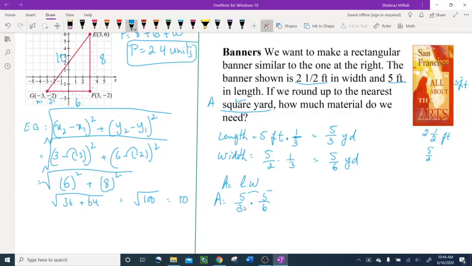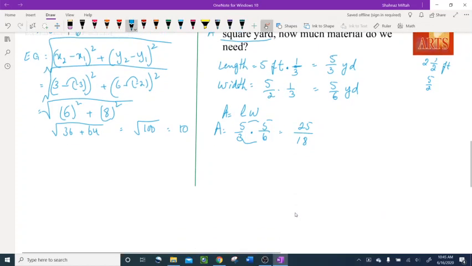You multiply straight across, 5 times 5 is 25. And 6 times 3 is 18. So 25 over 18. You can simplify this, but you don't want to simplify, leave it alone. That's your answer. Okay. Let me do one more question.